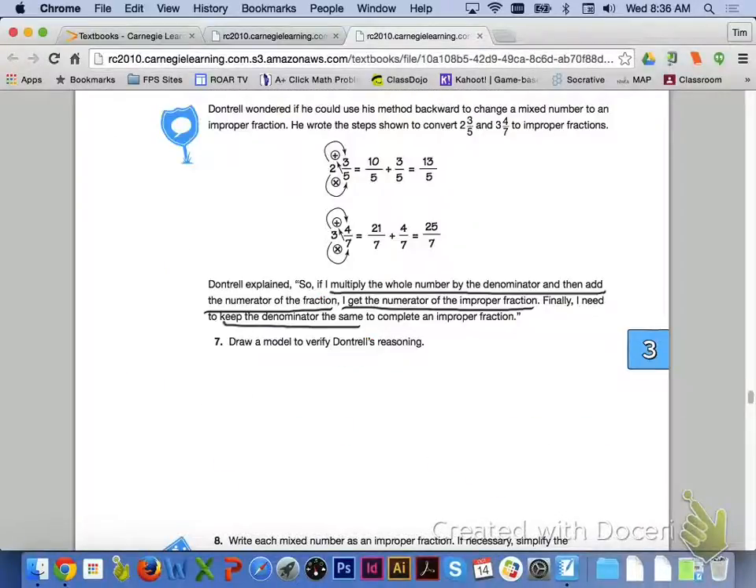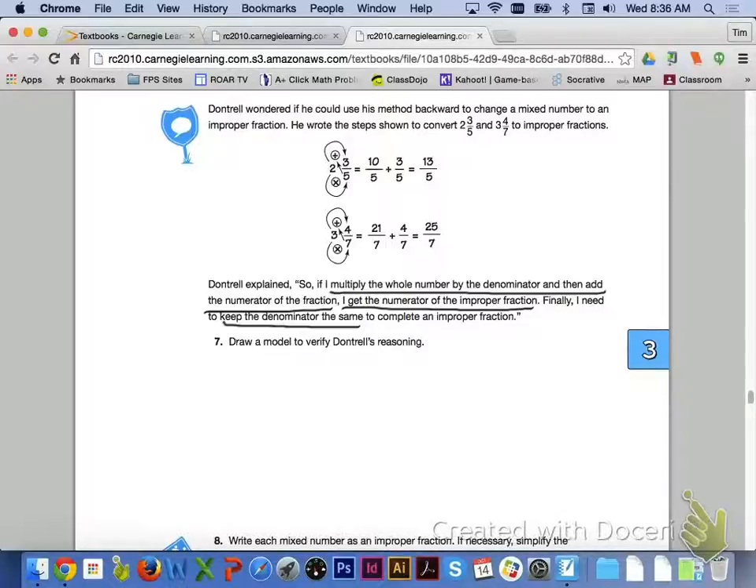At the top of page 181, Dontrell wondered now if he could use his method backward to change a mixed number to an improper fraction. He wrote down the steps shown to convert 2 3/5 and 3 4/7 to improper fractions. So Dontrell is explaining if he's going to multiply the whole number by the denominator and then add the numerator of the fraction, he's going to get the numerator of the improper fraction. And then finally he will need to keep the denominator the same to complete the improper fraction.